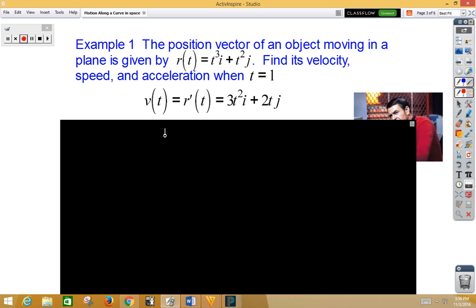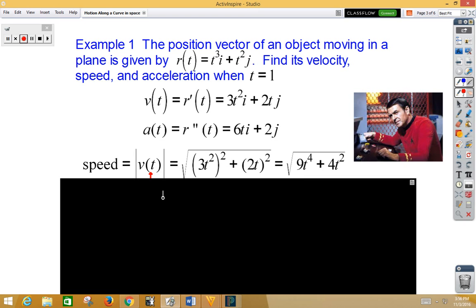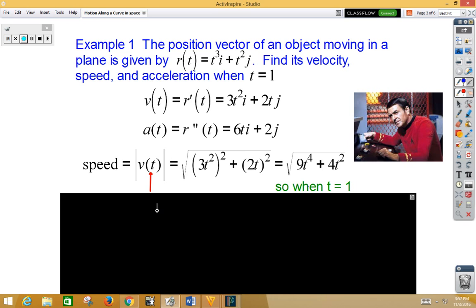So if we find velocity, our first derivative, we get 3t squared i plus 2tj. Acceleration, the second derivative, would be 6ti plus 2j. Notice the i and the j stay in their normal positions. Speed being the absolute value of velocity, and that being the magnitude of our vector, we would take our terms 3t squared and 2t in velocity. We would square them, square root, and get the square root of 9t to the 4th plus 4t squared.